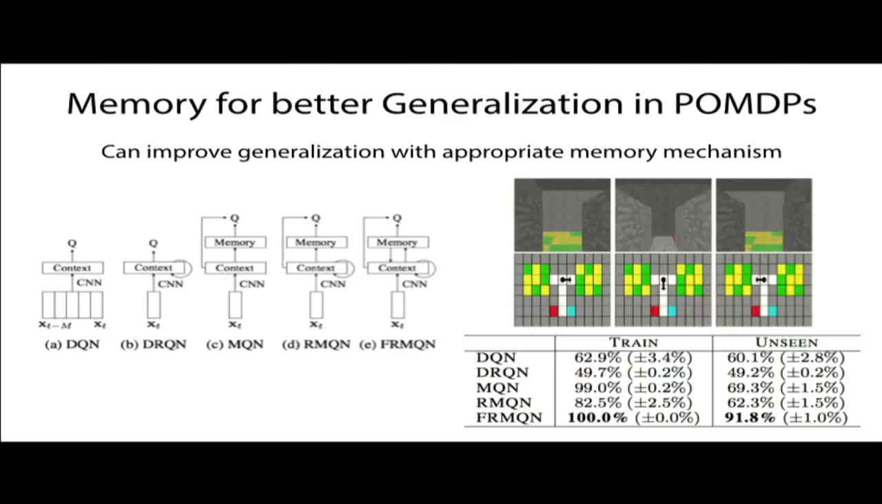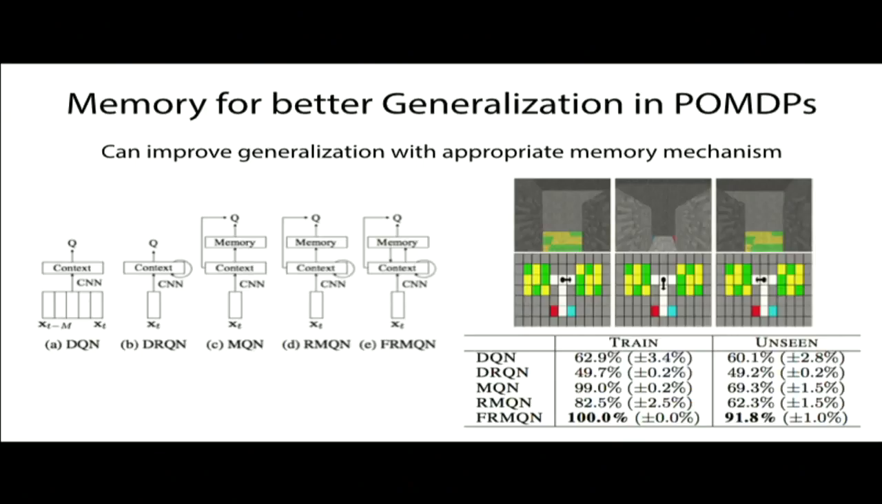And so I think the takeaway here is that with the appropriate memory mechanism for your task, if you give the model the type of mechanism that makes it easy to learn how to remember things and how to retrieve things from memory, then you can see good performance and good generalization across a number of environments.